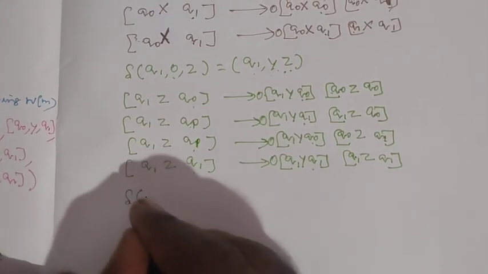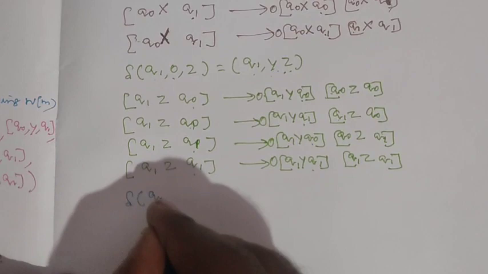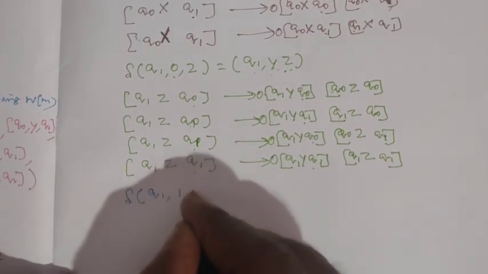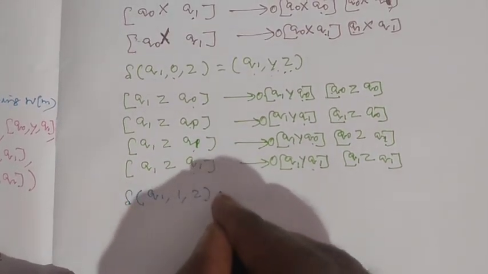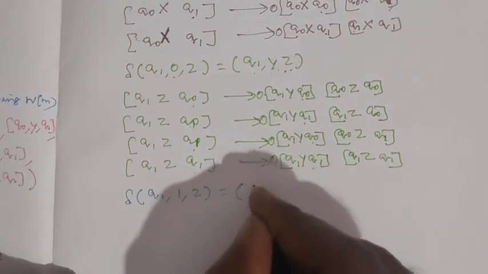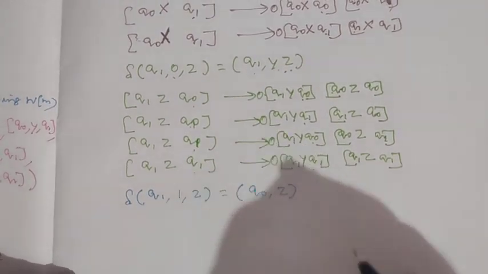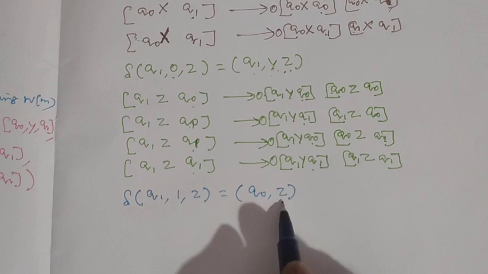delta of q1, 1 is equal to q0, is it. Now see here how many symbols are there. There is only one symbol.